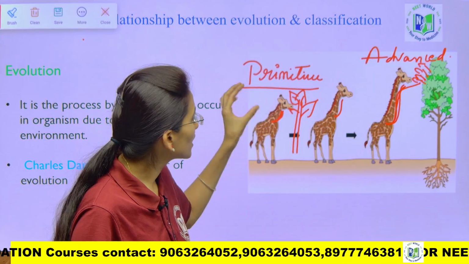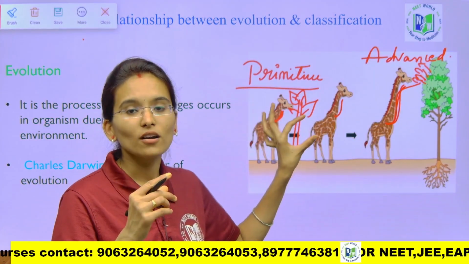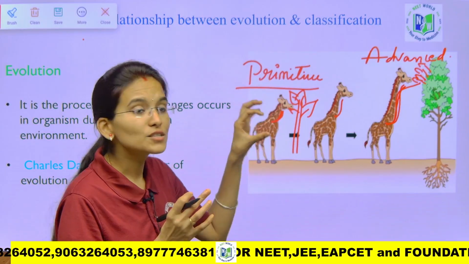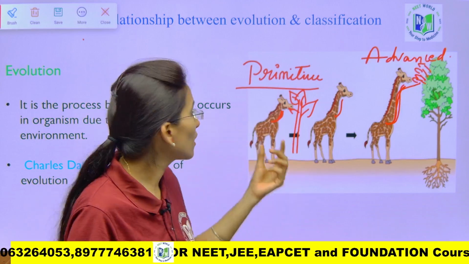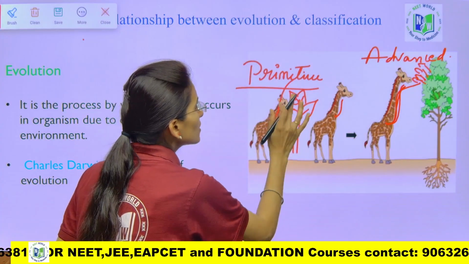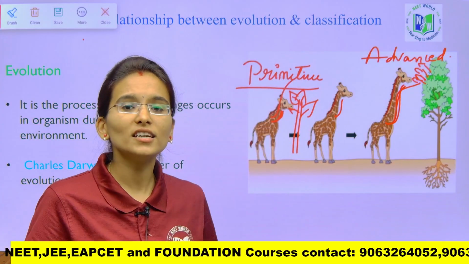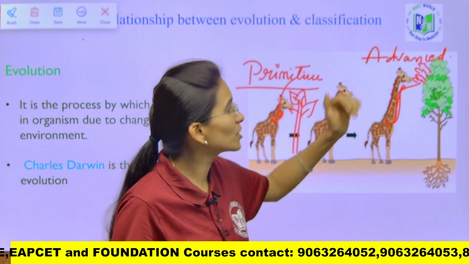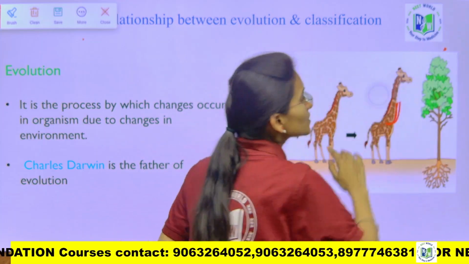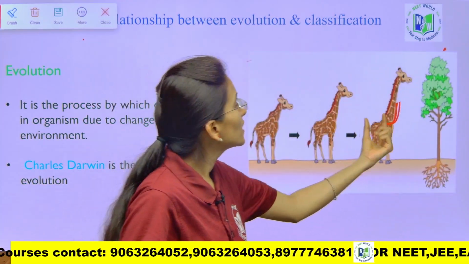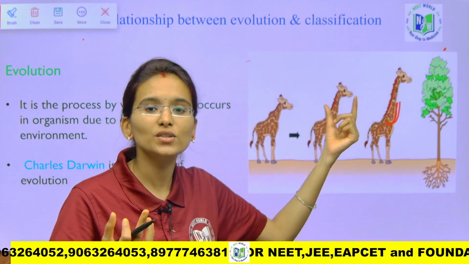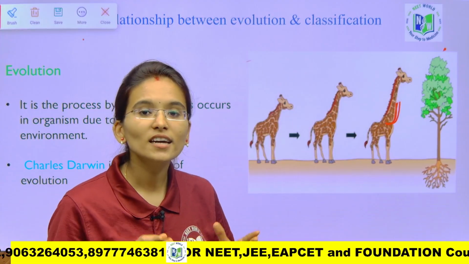In the primitive type, the neck of the giraffe is very small, so it can consume only the branches and leaves which are closer. If the tree is very tall, it cannot compete to consume all the leaves and branches. But in the advanced type, it can capture and consume all the branches and leaves which are very tall also, because it is extending its neck. So these are the changes over successive generations with respect to the surrounding environment, students.